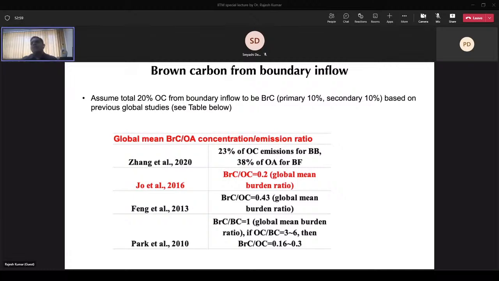We represent brown carbon coming within our domain from the lateral domain boundaries. Again, we look at the literature to see what fraction of OC is brown carbon. Based on those studies, we assume that 20% of the total organic carbon from boundary inflow is brown carbon. So we split it equally into primary and secondary components. And then the remaining 80% goes to the scattering organic carbon within the model.